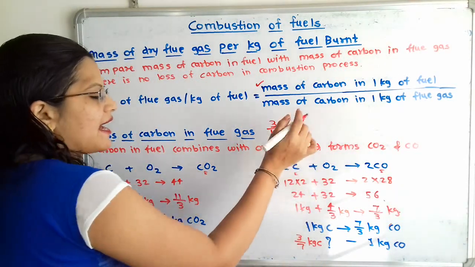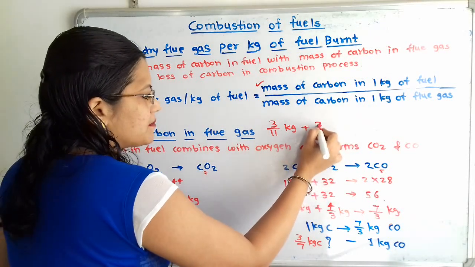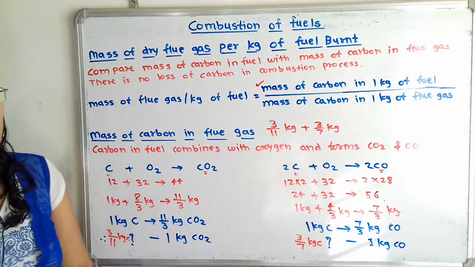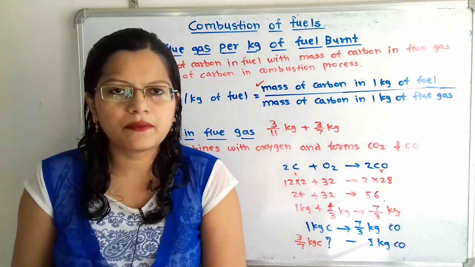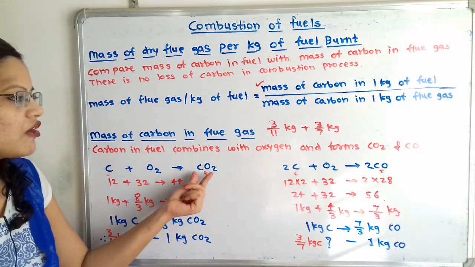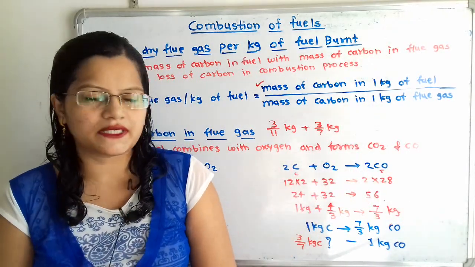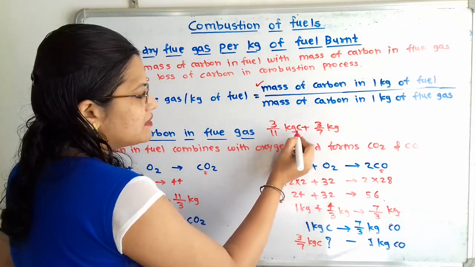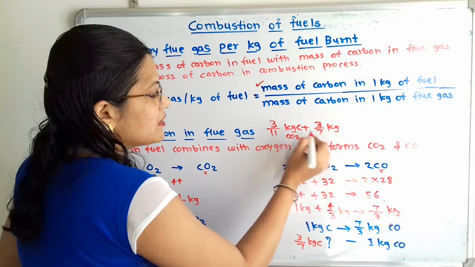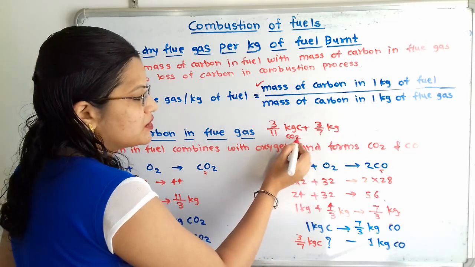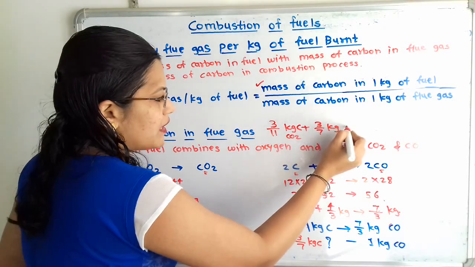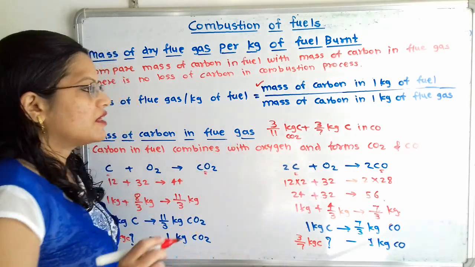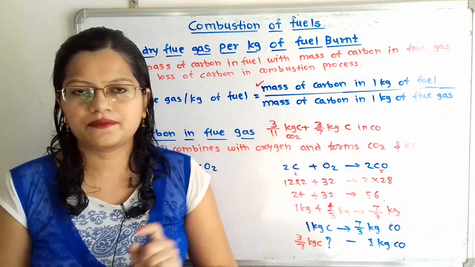So again we will add this amount of carbon, that is 3/7 kilogram. So this is the total amount of carbon in the flue gas, because when the carbon burns, then in the flue gas carbon dioxide as well as carbon monoxide is present. So we will write 3/11 kilogram of carbon in CO2 plus 3/7 kilogram of carbon in CO. So here we have to write this in the denominator.